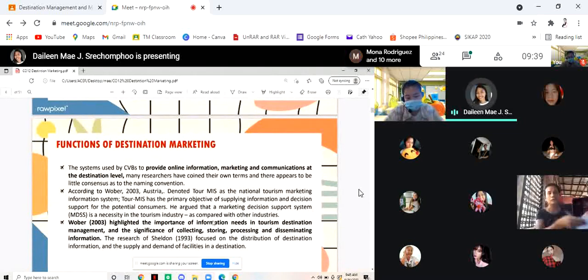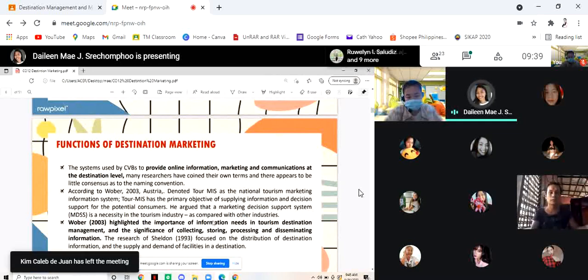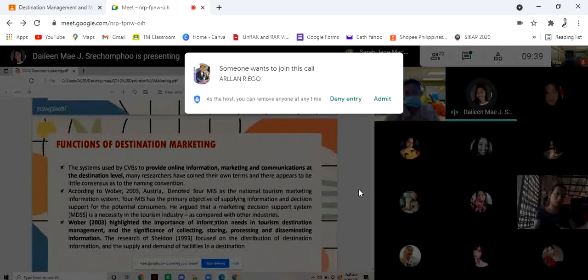Thus, according to Weber 2003 Austria, denoted Tour MIS or Tour Management Information System has the primary objective of supplying information and decision support for potential consumers. He argued that a marketing decision support system is a necessity in the tourism industry as compared with other industries.